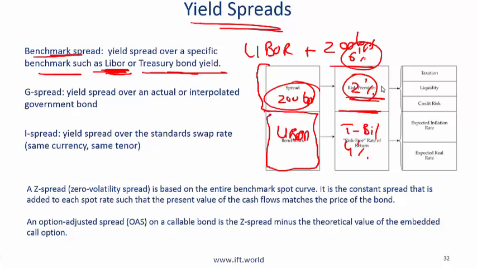That 2% can be broken into a few components. Those components are shown right here: the taxation component, liquidity component, and credit risk component. So credit risk means that there is a risk of default, which is what we'll talk about later. If the credit risk is high, then the spread increases. If the liquidity is low, then the spread increases. So those are the main points.